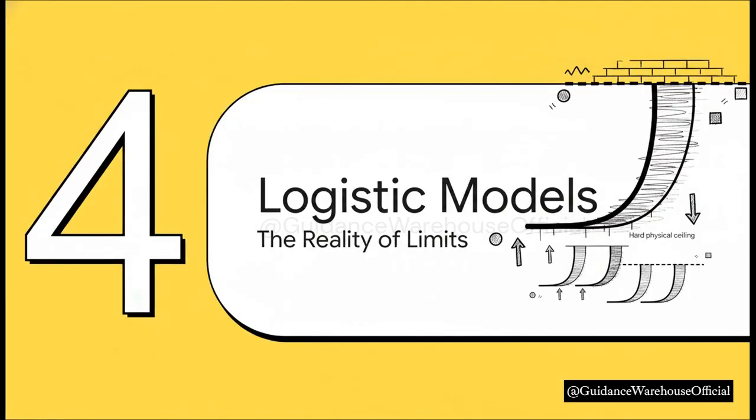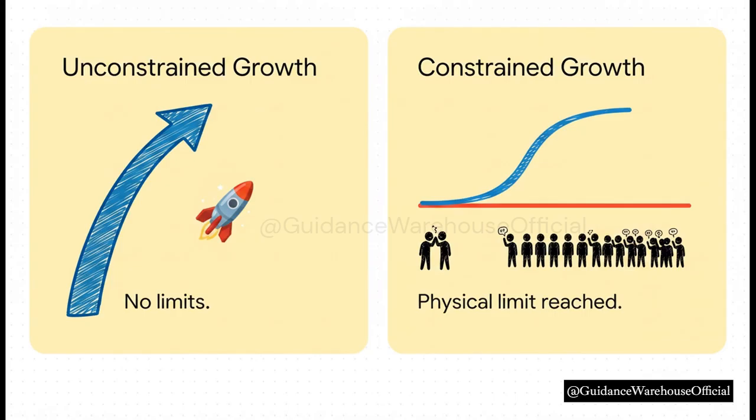Now that we understand rapid starts, what happens when growth hits a hard physical ceiling? Welcome to logistic models. Logistic functions actually model resource-limited exponential growth. That means they factor in physical limitations like a lack of living space or nutrients. See, exponential models assume infinite space and infinite food. But in reality, nothing can grow forever.